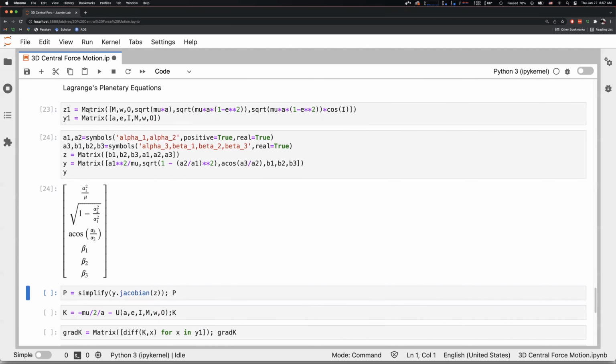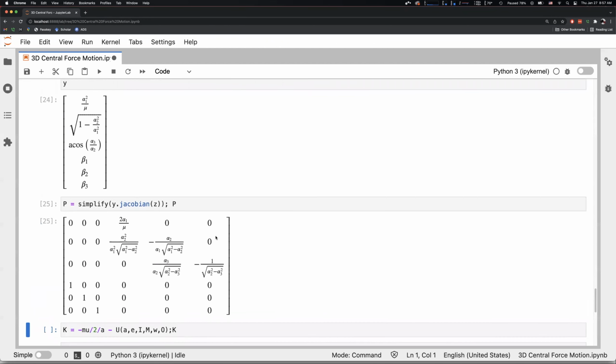The reason why we need to do both of these definitions is because we are going to be doing various substitutions between the two. But in order to generate our Jacobian, we need this form. We need everything to be in terms of the coordinates as written in terms of the alphas and the betas of the system. We generate the Jacobian. That's the Jacobian of Y with respect to Z.